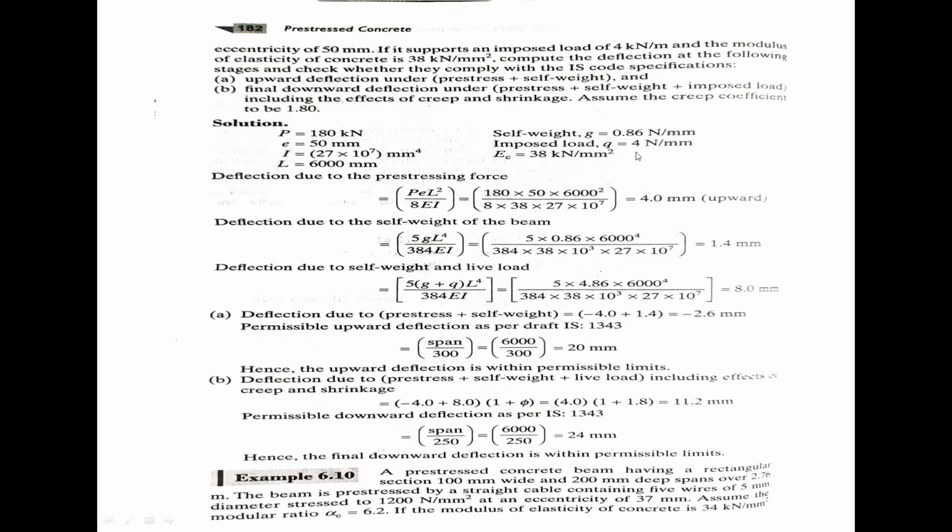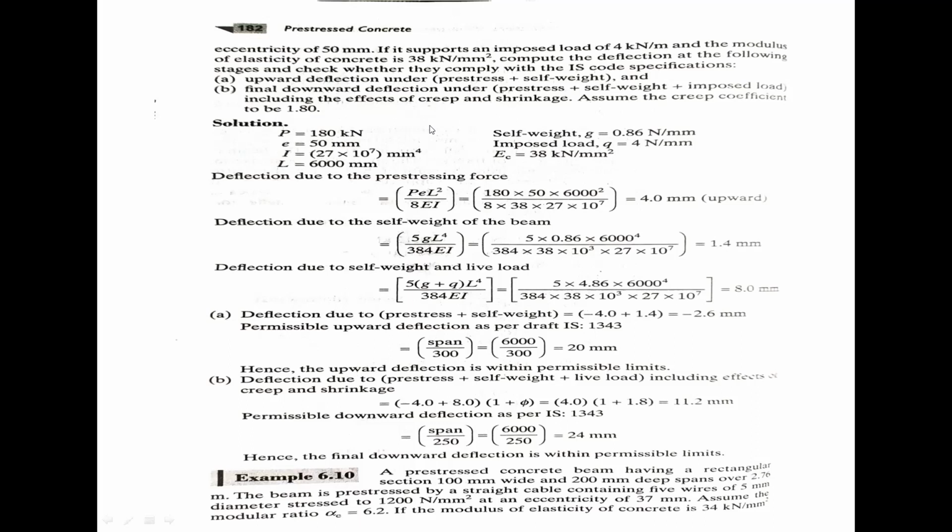Imposed load is also given, 4 kN per meter. Converting to Newton per mm, finally 4 Newton per mm. Young's modulus of concrete is 38 kN per mm square. Add the given data in this procedure.